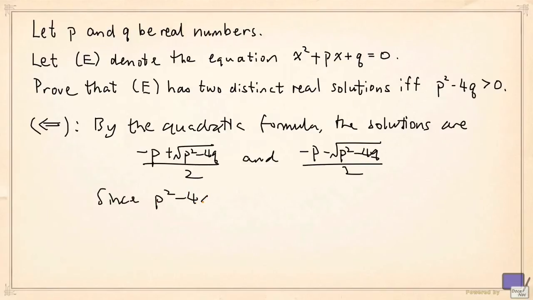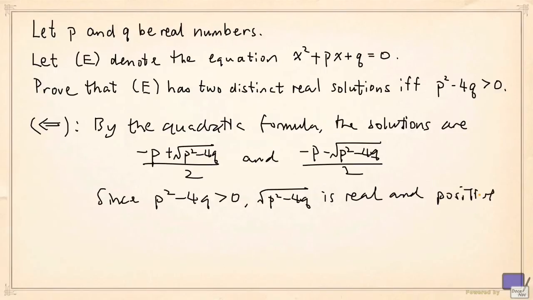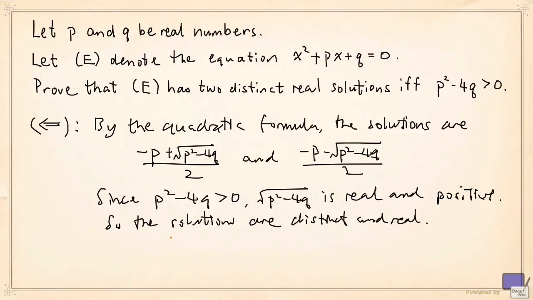Since p squared minus 4q is greater than 0, the square root of p squared minus 4q is real and positive. And so these two solutions are distinct and real because everything is real. And I have a plus here and a minus here. So this direction has been established and it was rather straightforward.